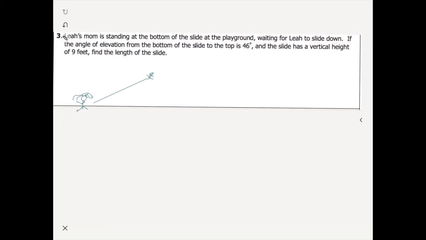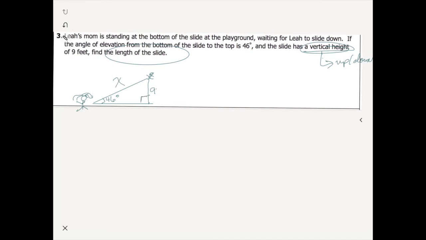If the angle of elevation from the bottom of the slide to the top is 46 degrees, so you know this is our angle of elevation, it's 46 degrees. We can go ahead and draw a horizontal line. It says the slide has a vertical height. Remember, vertical is up and down. So we know that this is 9 feet. Find the length of the slide. So here's the length of the slide. That's x.